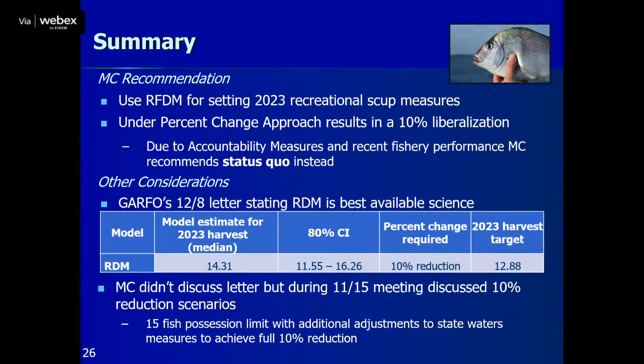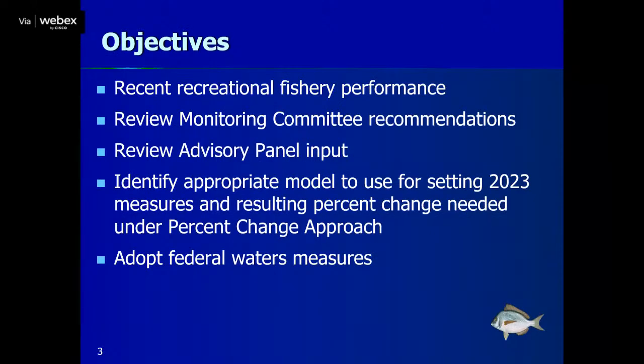Yeah, so if we go back to the objective slide, Stephen, which is slide 3, those bottom two bullets would be what we need to identify today. So identify the appropriate model to be used for setting 2023 measures and the resulting percent change required under that preferred choice. And then if that results in any sort of reduction or liberalization, we'll have to adopt federal measures as well. Okay, I appreciate that.